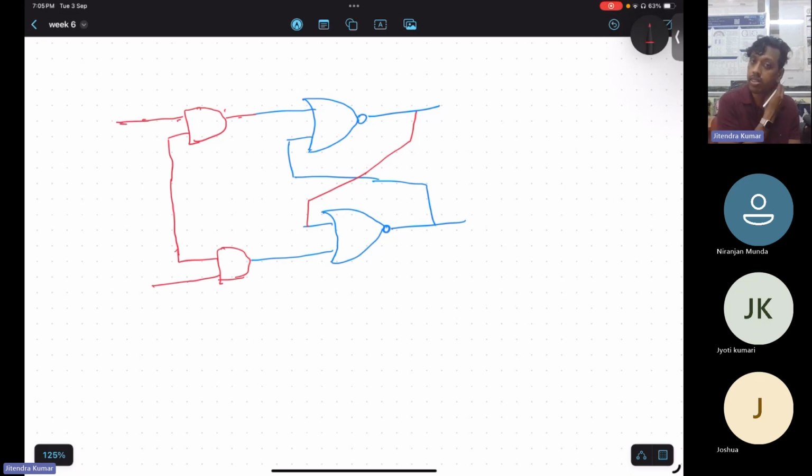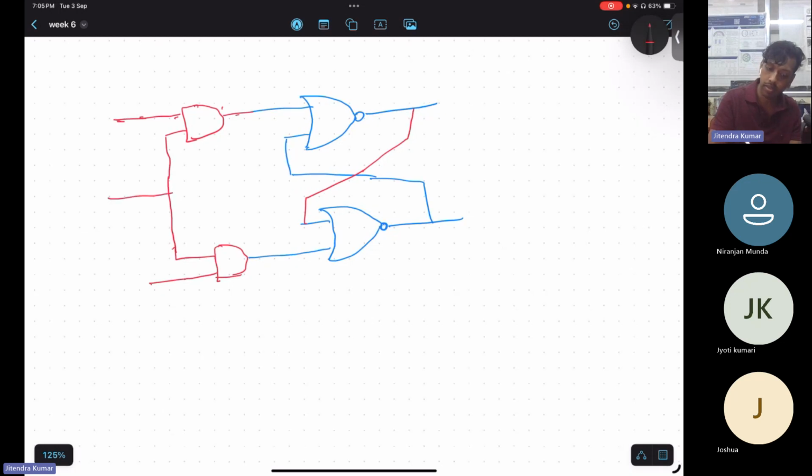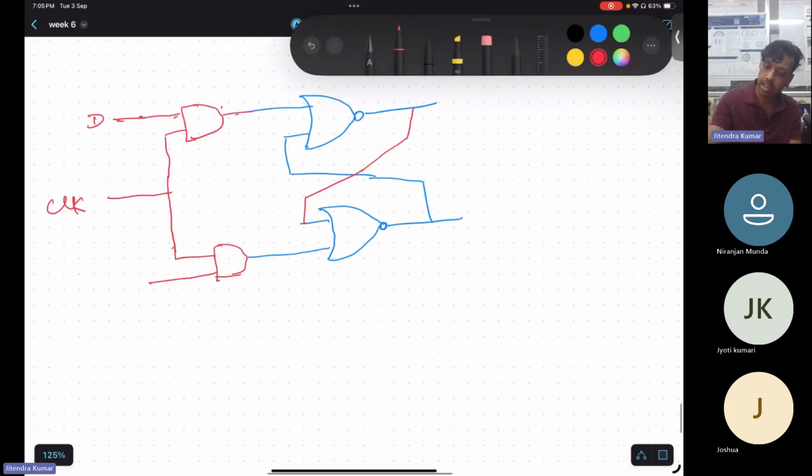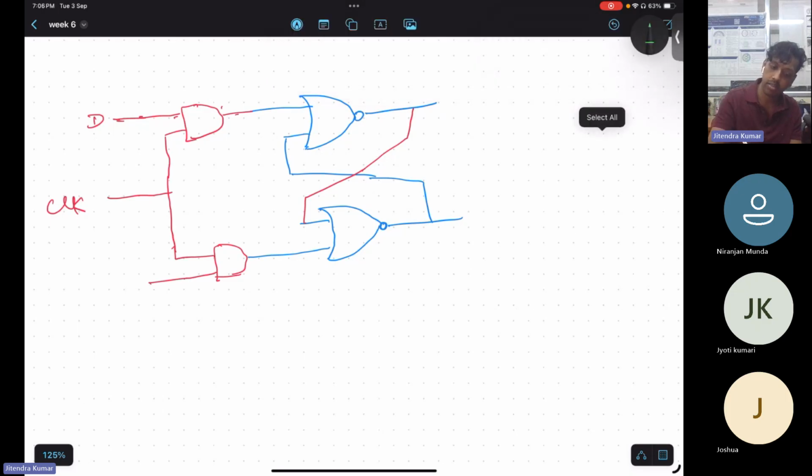And this will be a clock. Whenever you provide clock input, your output will change. So that is the importance of clock in flip-flops. And this is D, and that is connected with one NOT gate.